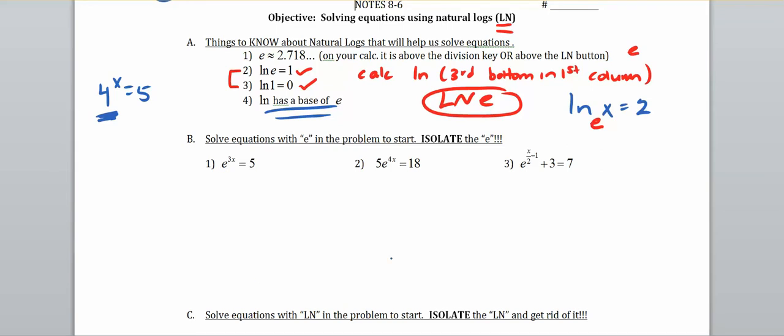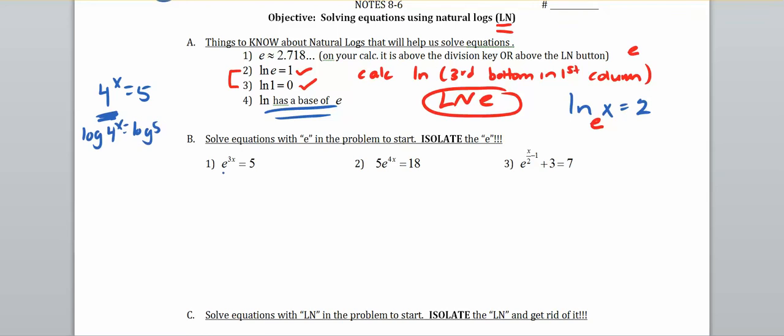So for problem 1, the E already is by itself. There's nothing added to the side or multiplied. So if the E is isolated, let's go back and look over here. If I had the common log, if you remember, I would take the log of both sides.